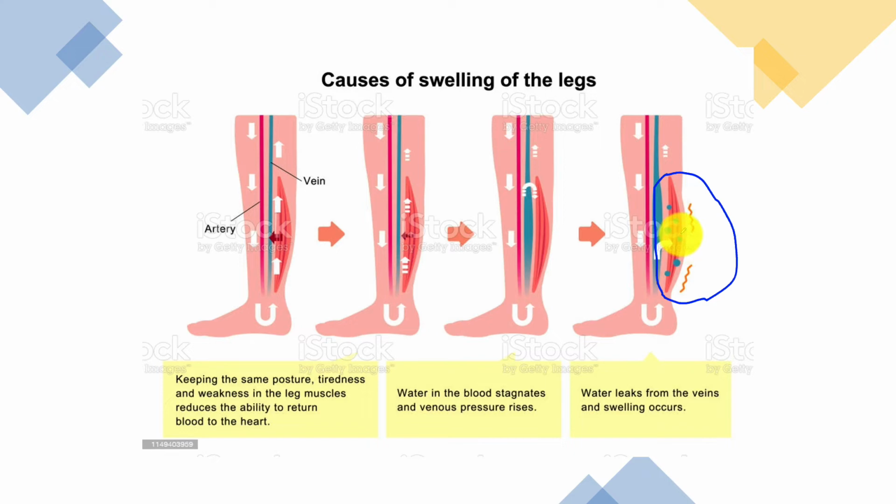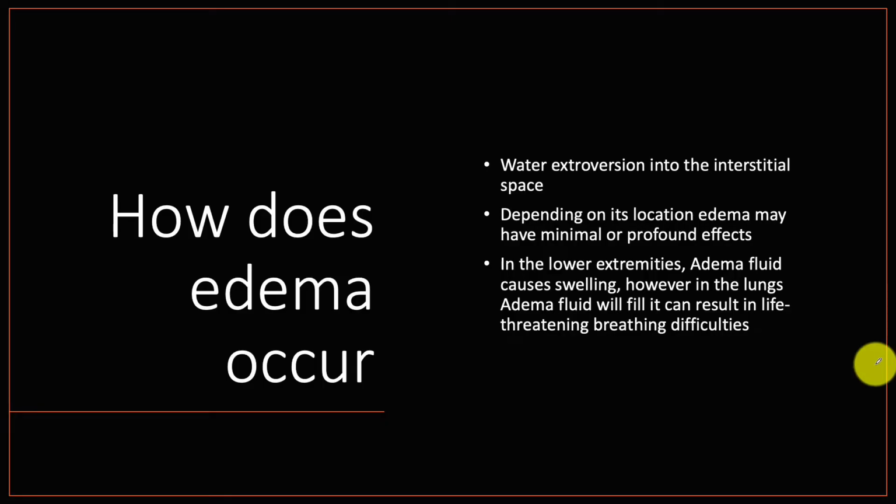But when this happens in the eyes or in the liver or in the kidney or in other organs like the heart, it's going to have a severely catastrophic impact on that tissue, right? So this is basically showing you how the water is going to cause swelling. Pretty simple. So how does edema occur?